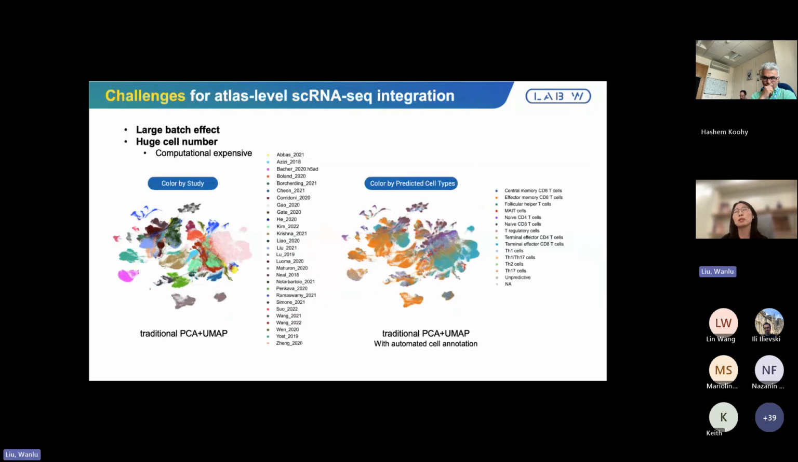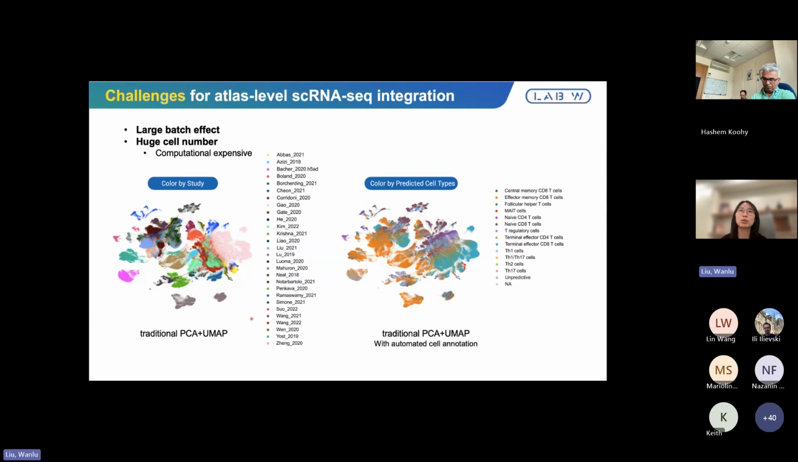After we collected this huge collection of human T cell information, the first thing we were wondering is whether we can integrate those T cells together and do some data mining and analysis. But the first challenge we face is that this Atlas-level single-cell RNA-seq integration has very large batch effects because, as I mentioned before, all those data are collected from different publications, probably more than 80 labs, and the cell number is huge. We are integrating more than millions of cells.